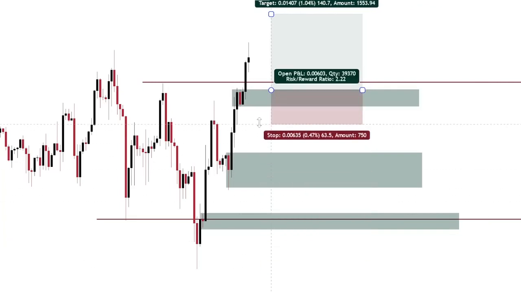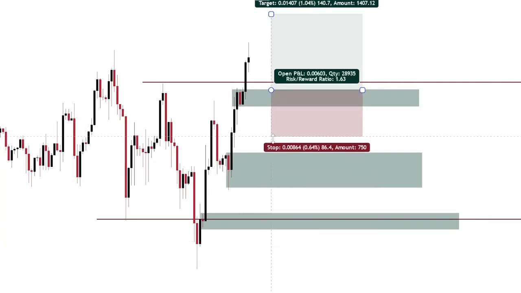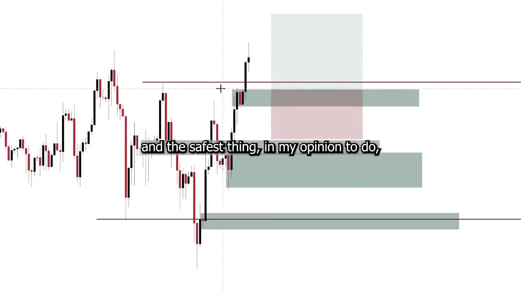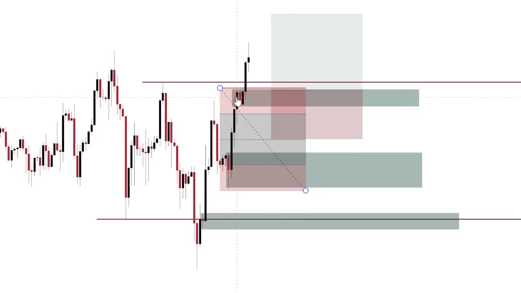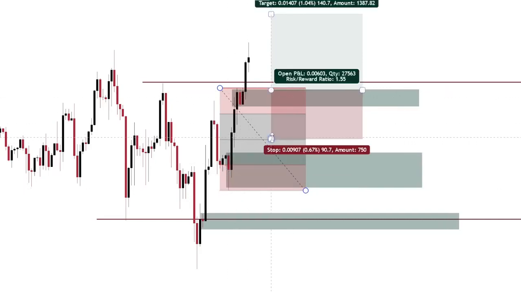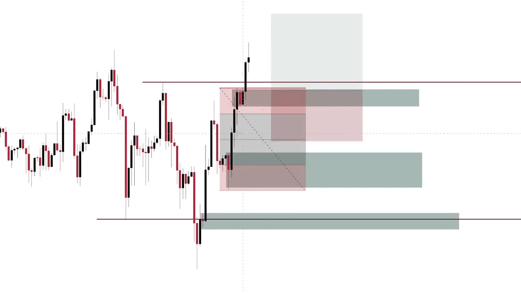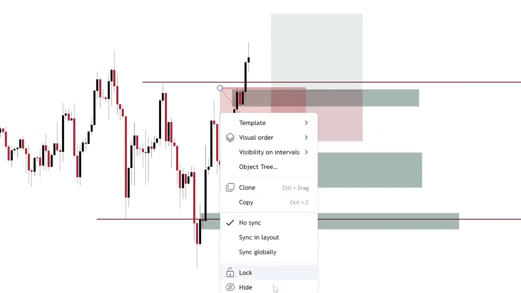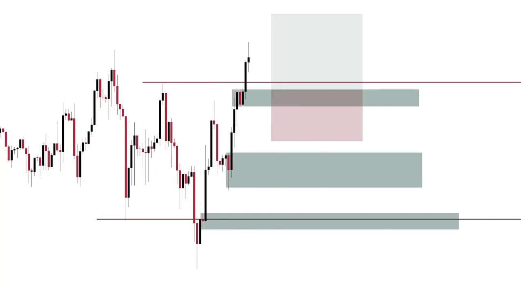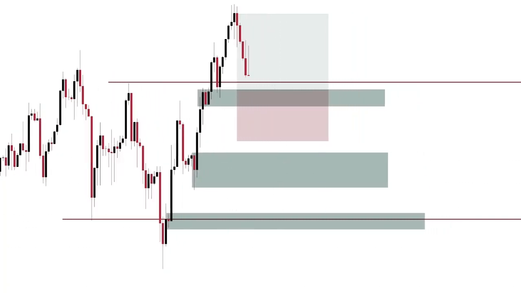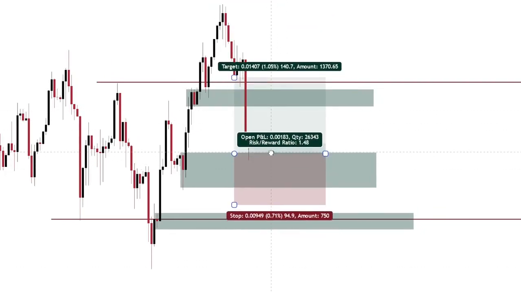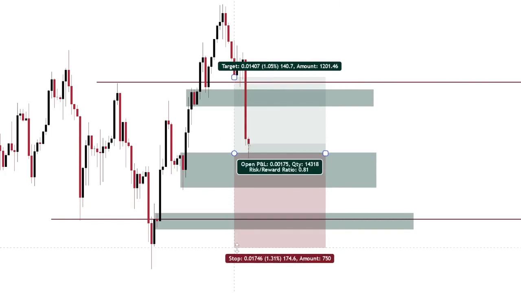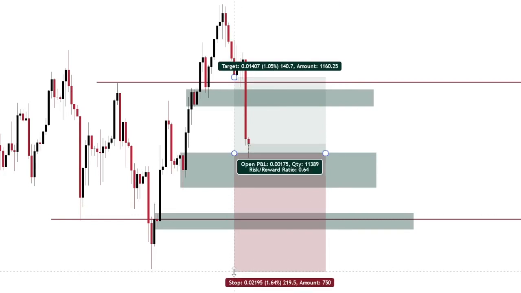Let's take a look. Let's say you are a hidden block trader, and the safest thing, in my opinion, to do, you would map your hidden block right here and the swing that formed the hidden block and the previous low, and you would put your stop loss at the 50% of that range. So now let's say you are a 50% trader. If you're a fair value trader, your stop loss should be beneath the low.